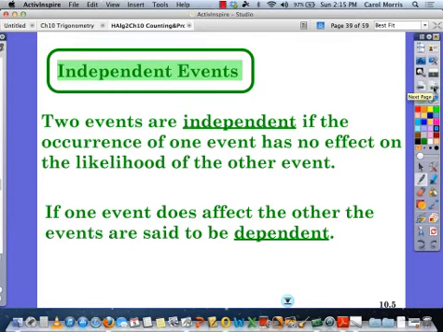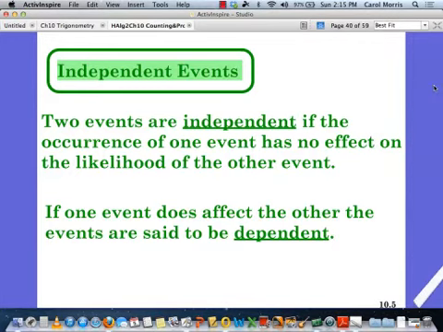Two events are independent if the occurrence of one event has no effect on the likelihood of the other, and if one event does affect the other, that would be dependent. So does not affect, independent; does affect, dependent.